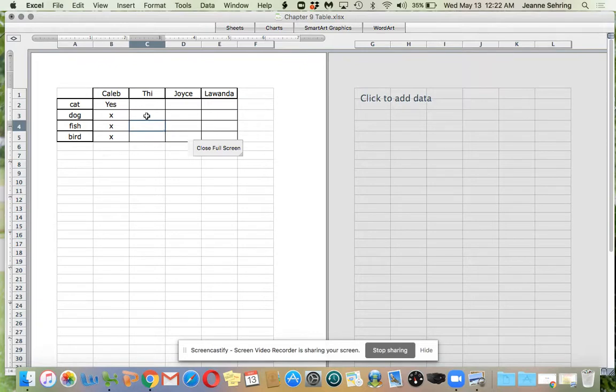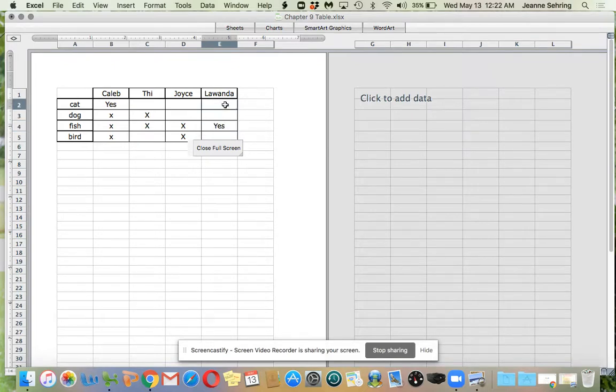We know that Ty does not have a dog or a fish. So I'm going to put an X for Ty for dog and fish. He doesn't have those. And we also know that Joyce does not have a bird or a fish. It doesn't tell us anything about Lawanda, but I can see here that if Caleb doesn't have a fish and Ty doesn't have a fish and Joyce doesn't have a fish, Lawanda has to be the one that has a fish. It's the only one left.